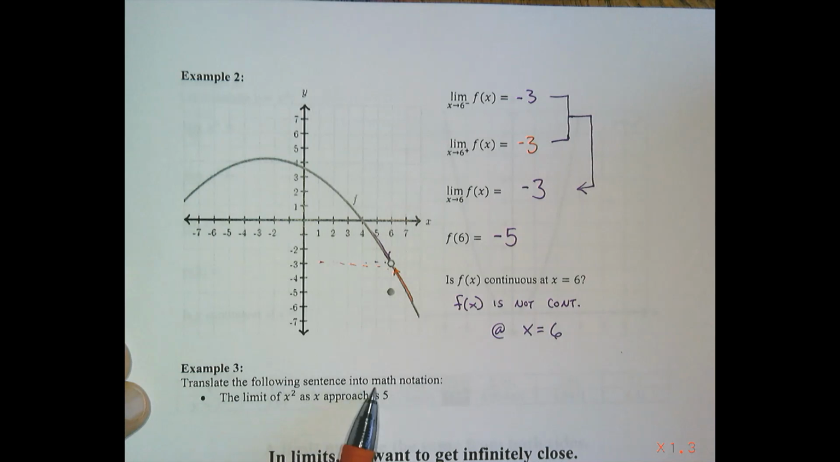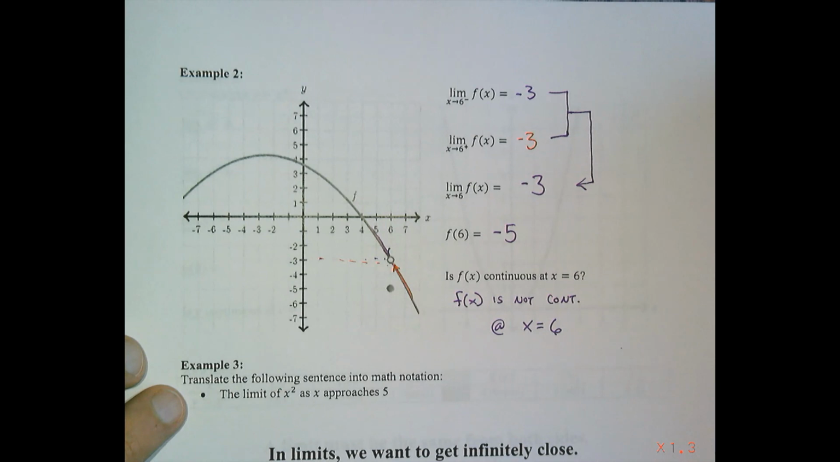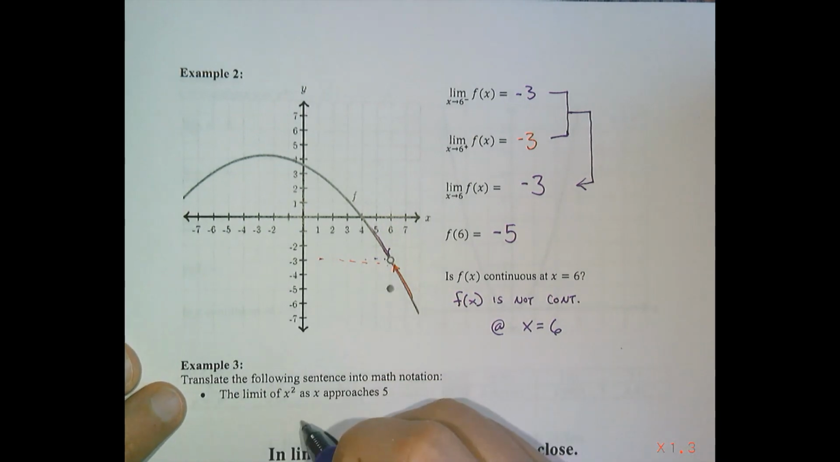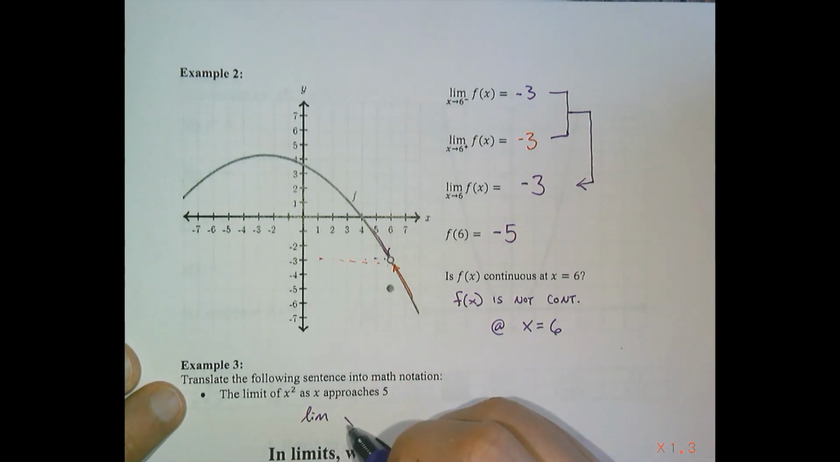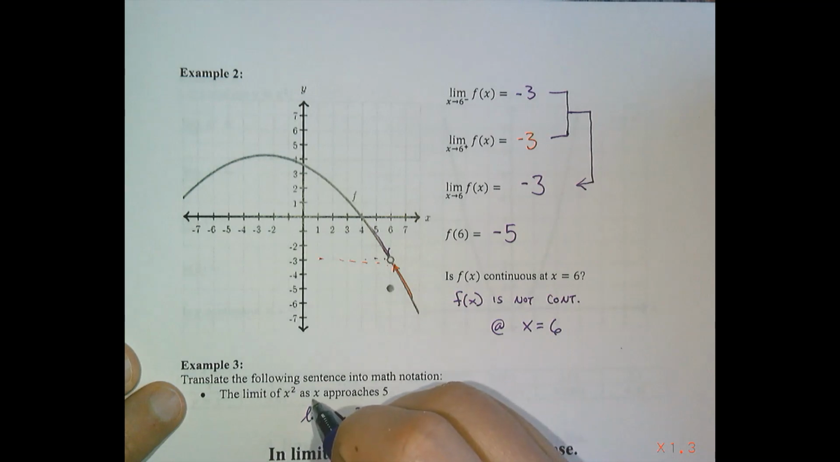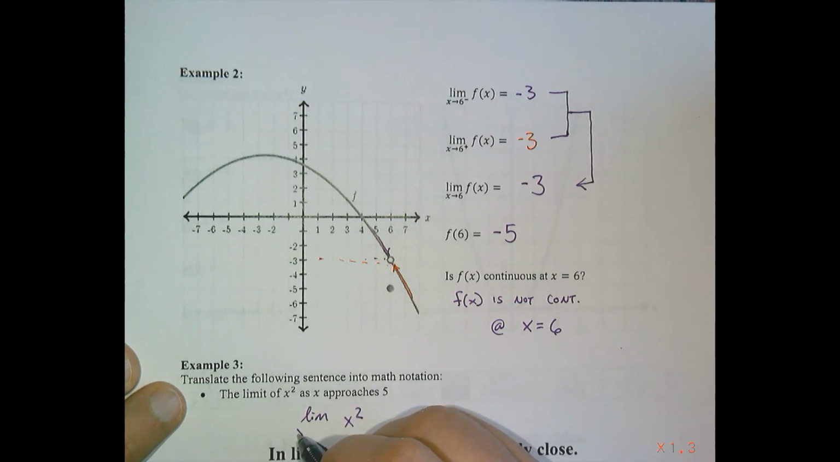Translate the following sentence into math notation: the limit of x squared as x approaches 5. So we should be pretty fluid with moving between words and symbols. The limit of x squared, so the limit of x squared as x approaches 5. As x approaches 5.